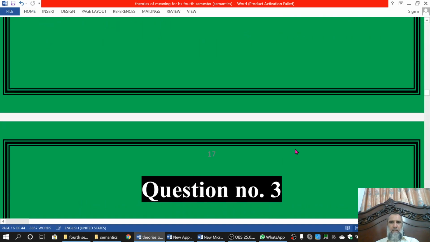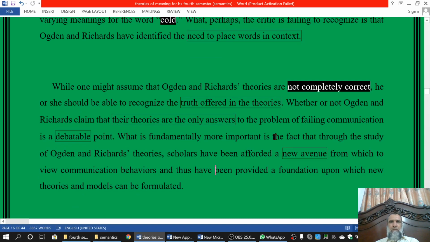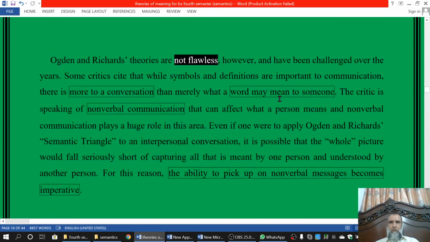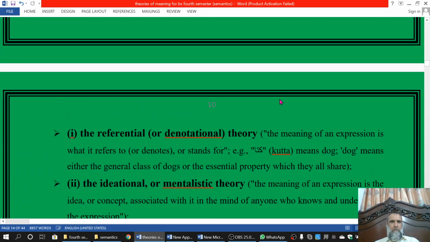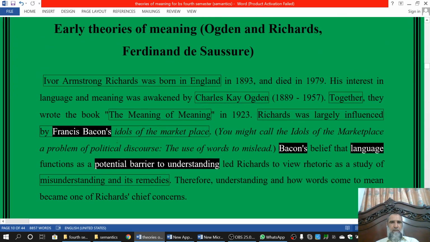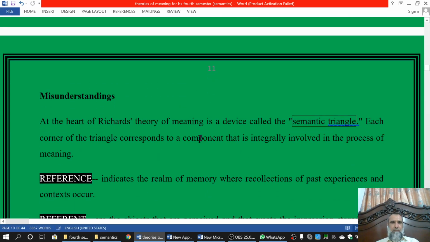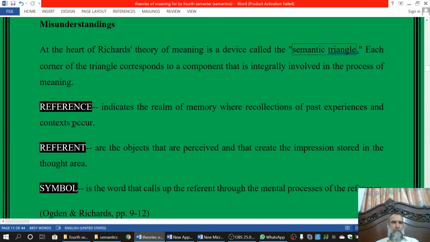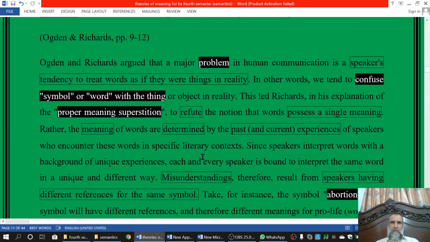This was the last lecture of this theory by Ogden and Richards, and so far we have done these points. If we could do the summary, and if you could have a look at it: the theory by Ogden and Richards. In the beginning, we talked about Francis Bacon's idols of the marketplace and the potential barriers to understanding. Then we discussed the reference, referent and symbol, and then we talked about the proper meaning superstition, one of their theories.